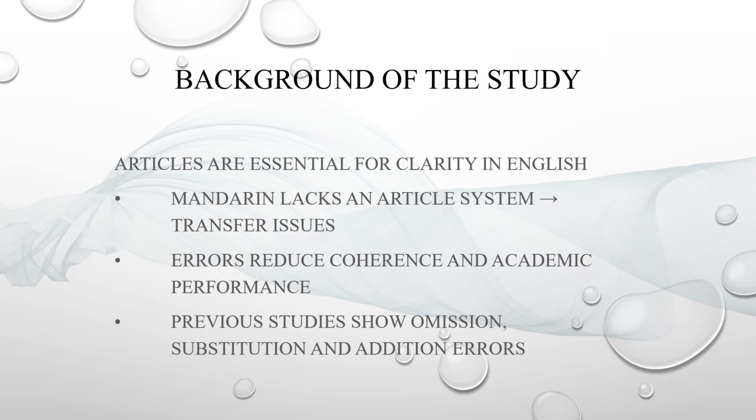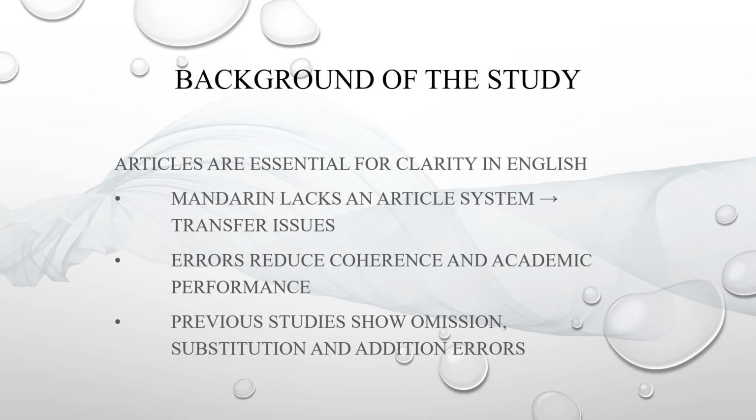Articles are essential for clarity in English, yet they are difficult for learners whose first language lacks an article system. Mandarin, for example, conveys definiteness and specificity through context rather than morphology, so Chinese learners often transfer this absence into English. This results in frequent omission, substitution, and addition errors. These errors do not just affect grammar, but they reduce coherence, weaken argumentation, and can lower academic performance.